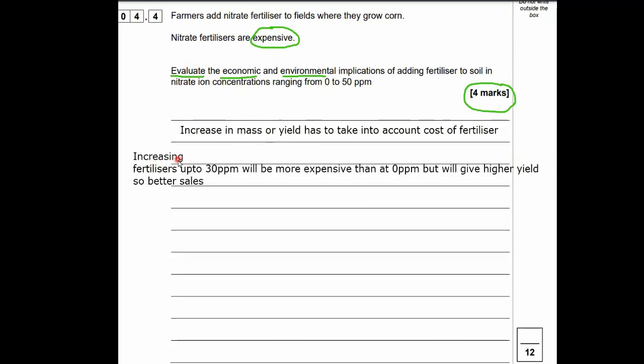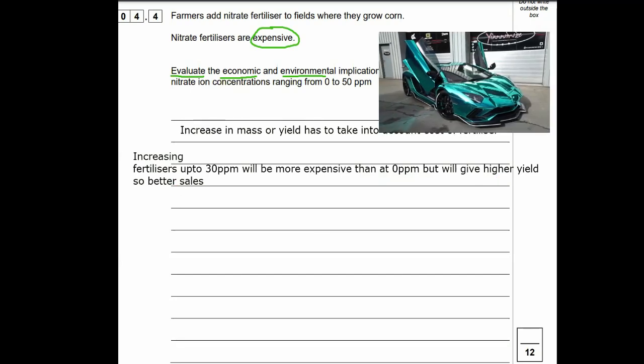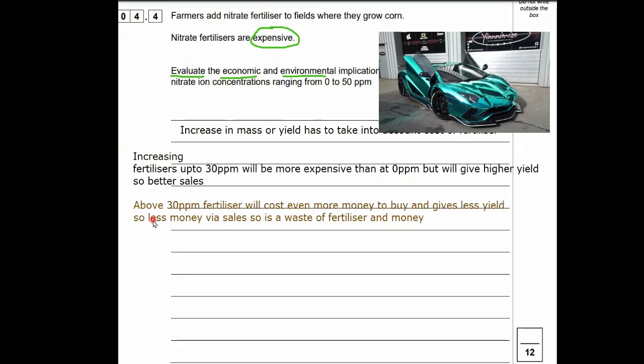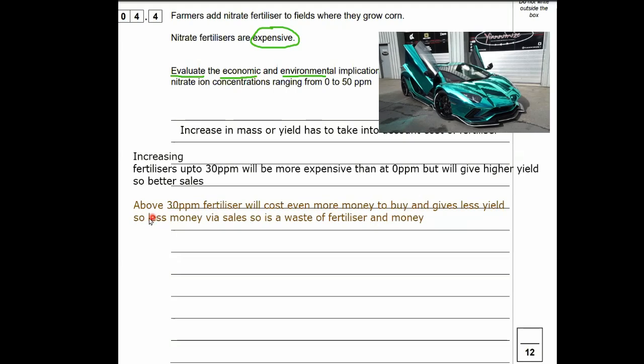Another point is that increasing fertilizer up to 30 ppm will be more expensive than not using any fertilizer at all, at 0 ppm. But we saw from the data it did give us a higher yield, which means better sales, more money, you can buy a Lamborghini. Another point to consider, I just changed up the color here to break up the writing.